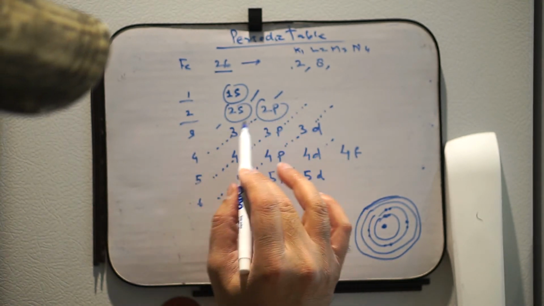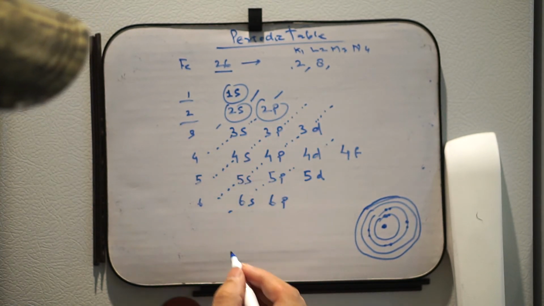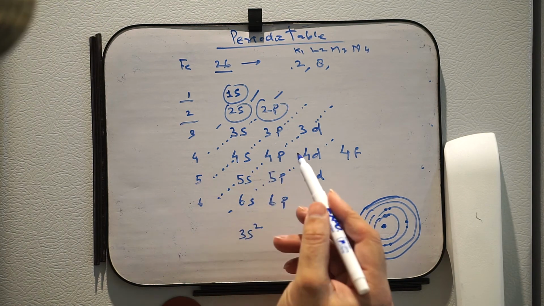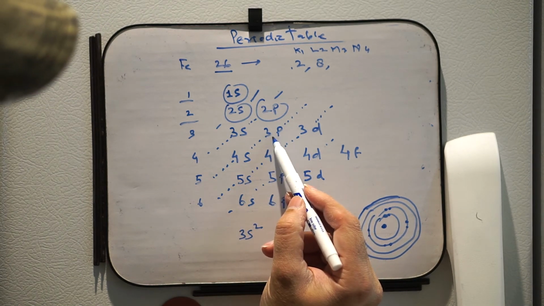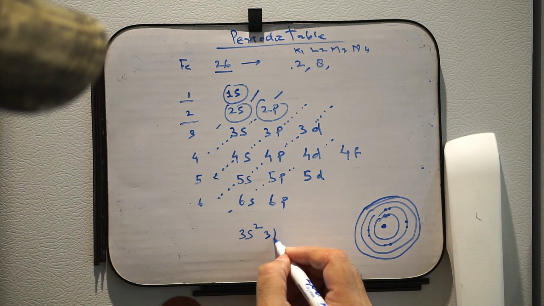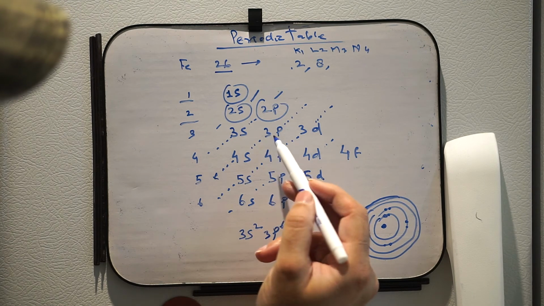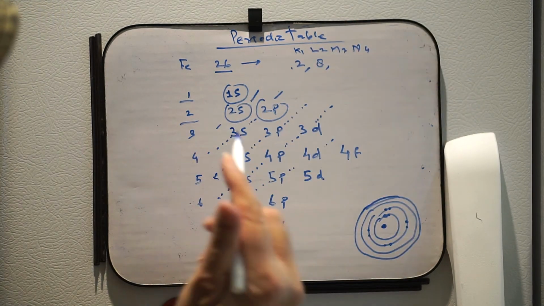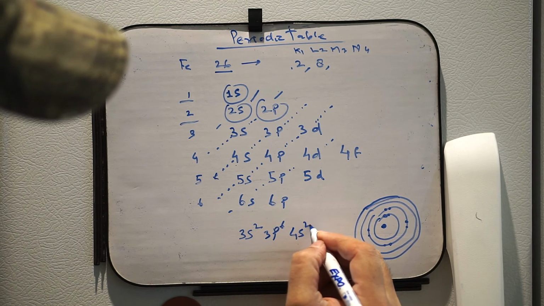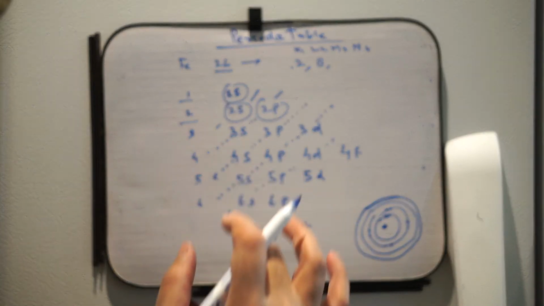So we're going to fill the 3s first. So 3s, so whatever's remaining is 3s2. We gave it 2 electrons. Then we're going to fill the 3p. So 3p6. So after 3p, diagonally, we're going to fill 4s. 4s2. So this is now starting to go in the fourth shell.